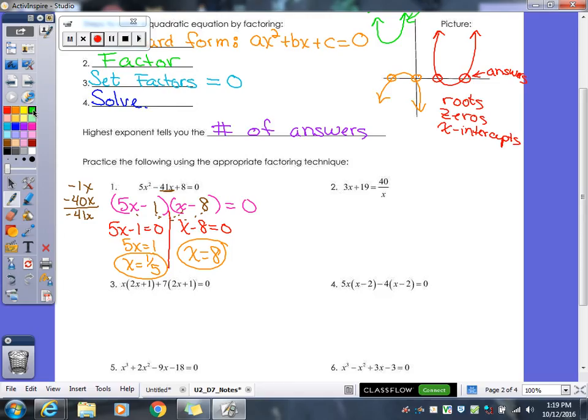Number 2, we don't have it in standard form yet. We have to get it into standard form. But first thing I want to do is I want to get rid of this fraction over here, our 40 over x. How do I get rid of that? First divide by x. You don't want to divide by x. You want to multiply times x. We're multiplying times the x because it's 40 divided by x. We got to undo that division. So that would give me 3x squared plus 19x when I multiply times x equals 40.